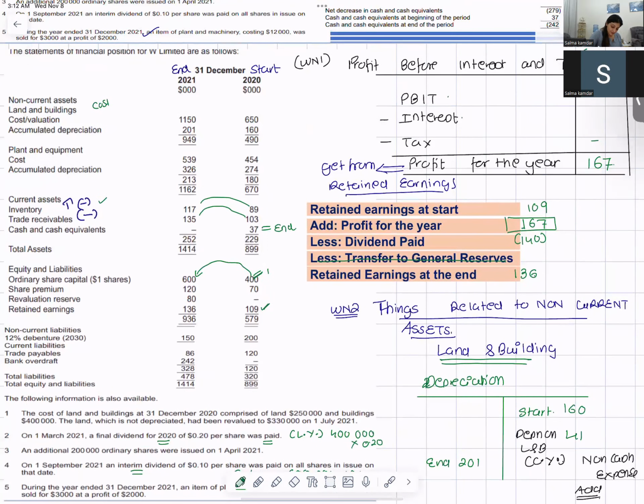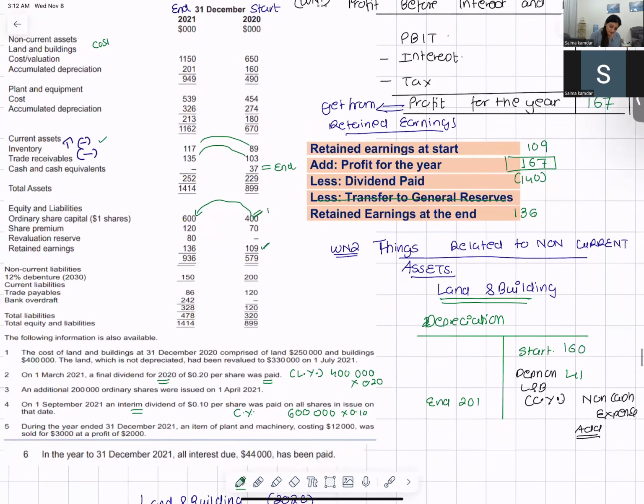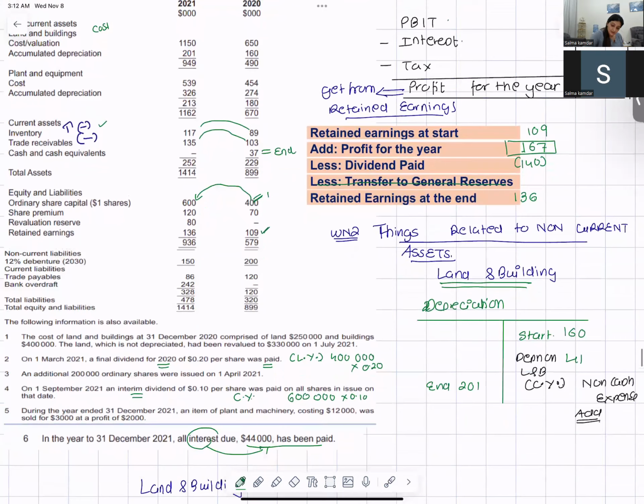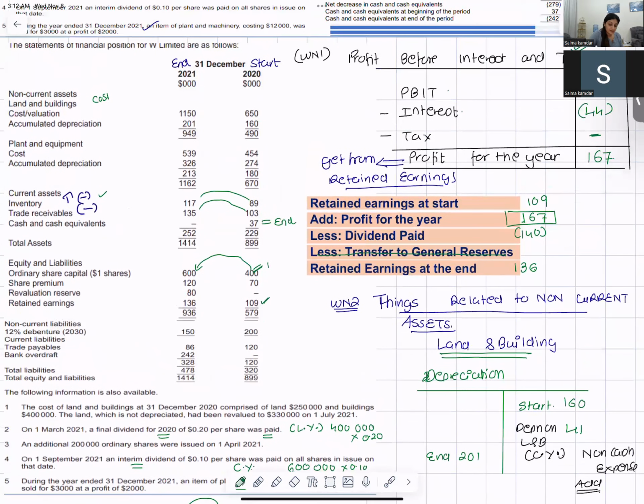There is no tax information given, but they have told you that 44,000 interest has been paid. So your interest is 44,000 that you have paid. So you will arrive at profit before interest and tax. From down, if you're going on top, you're going to add. So 167 plus 44, you are going to get 211,000 as profit before interest and tax.